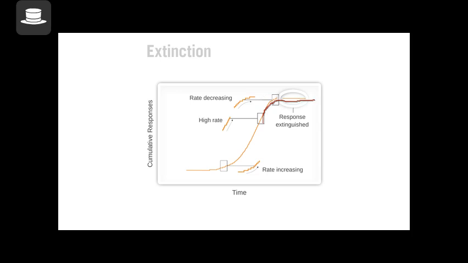Now, since the responses are graphed cumulatively, the line actually never goes down, even after the response is extinguished. It's only flattened.